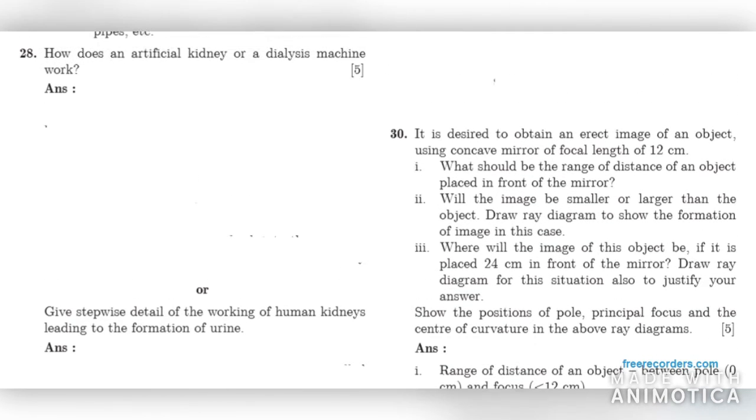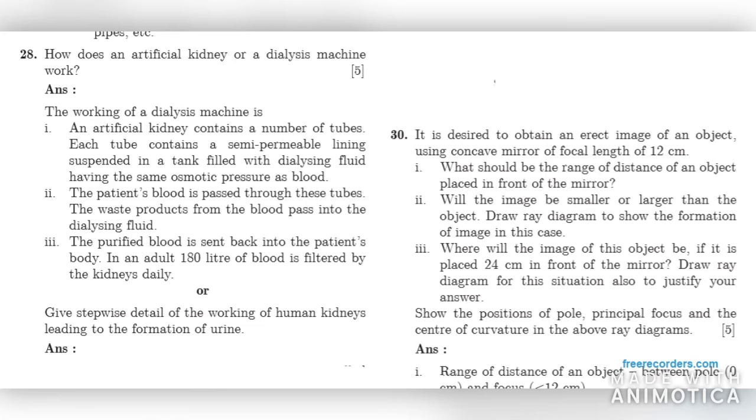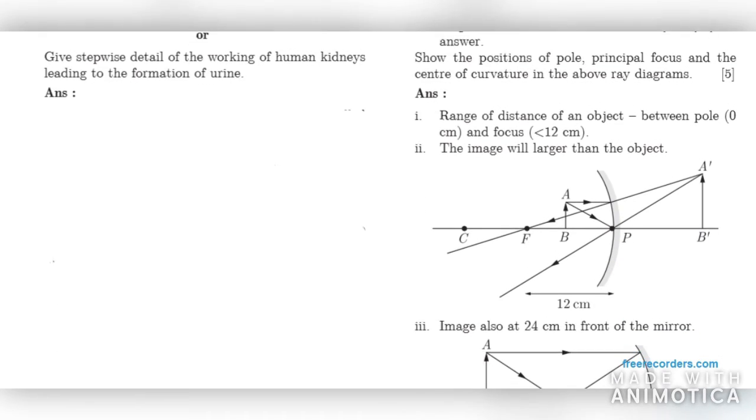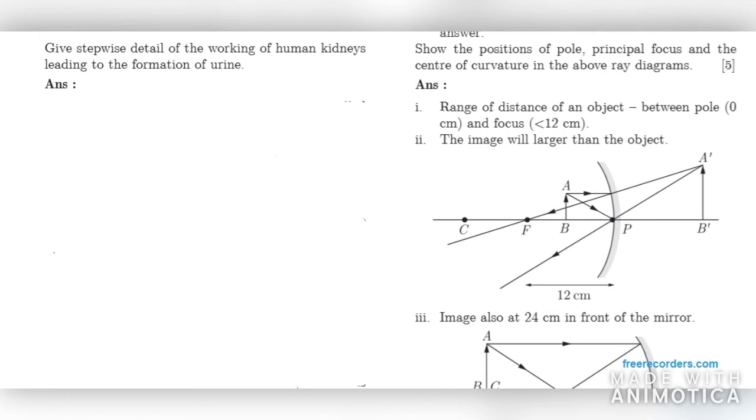Now moving on to the next part of question number 28, it says give step-wise detail of the working of human kidneys leading to the formation of urine. As you know, various steps are involved in blood purification. The first one is that waste materials are brought by the renal arteries to the kidneys. Then blood is filtered from the blood capillaries into the Bowman's capsule. Then the filtrate is passed through the tubular parts of the nephron, where useful products such as glucose and amino acids are absorbed by the blood capillaries surrounding the nephron.